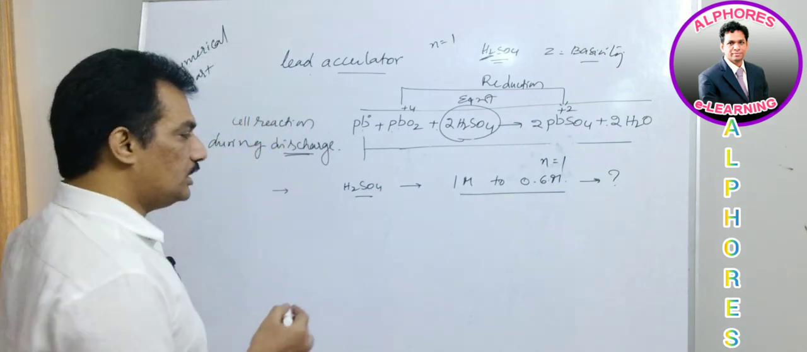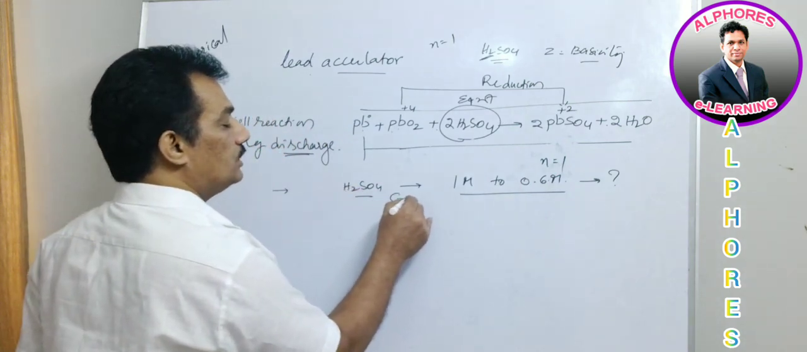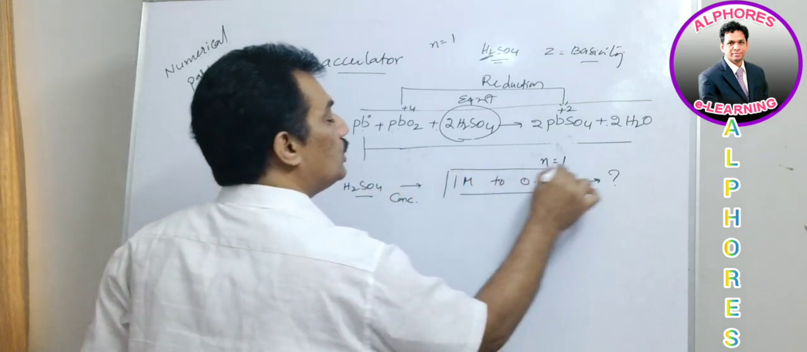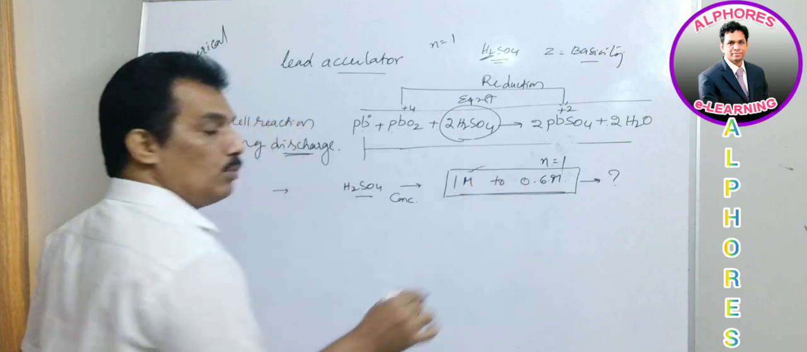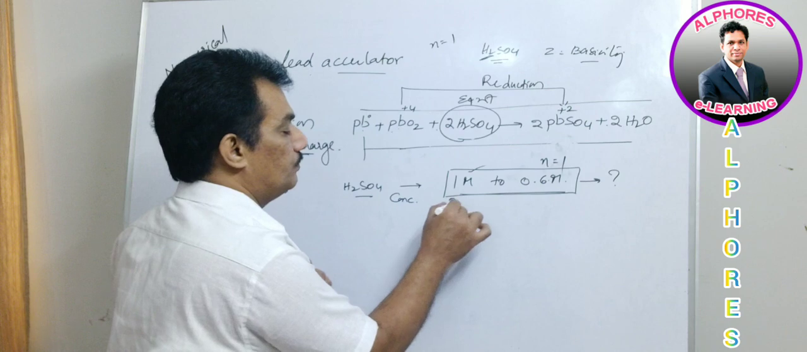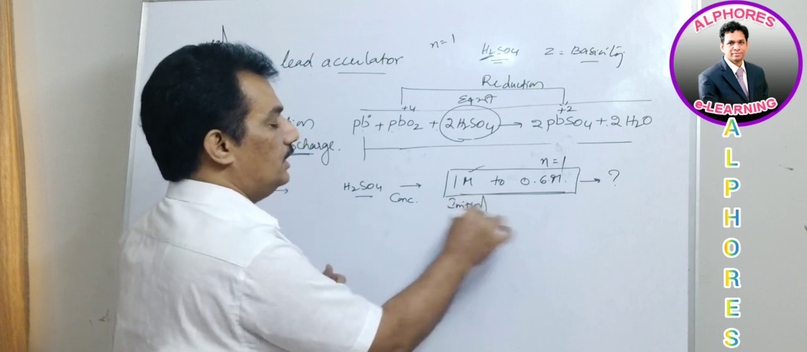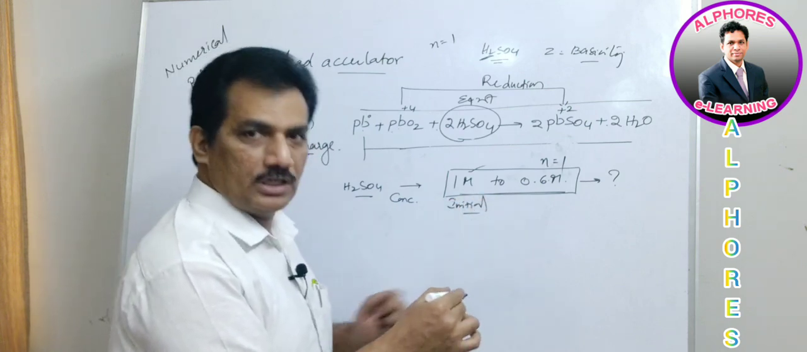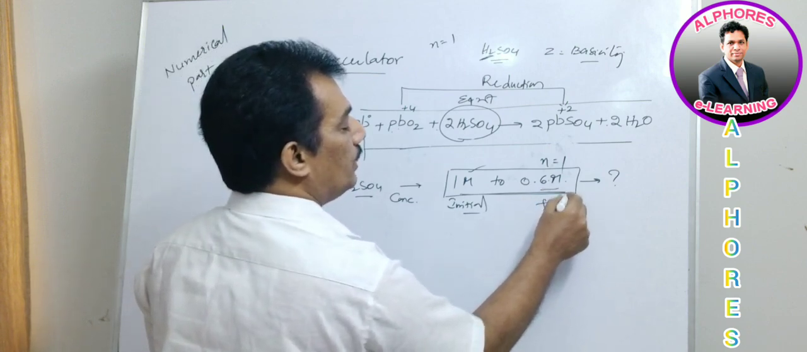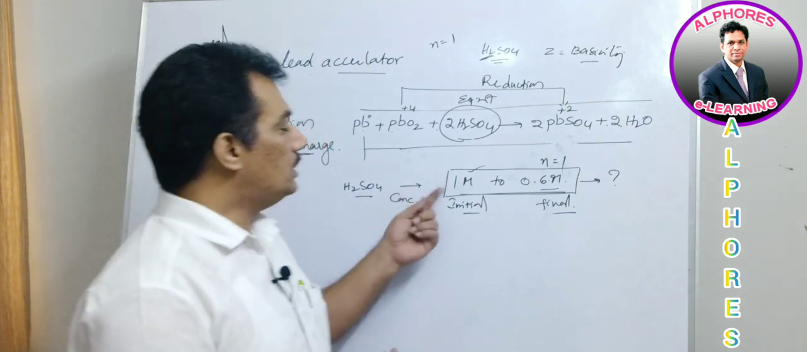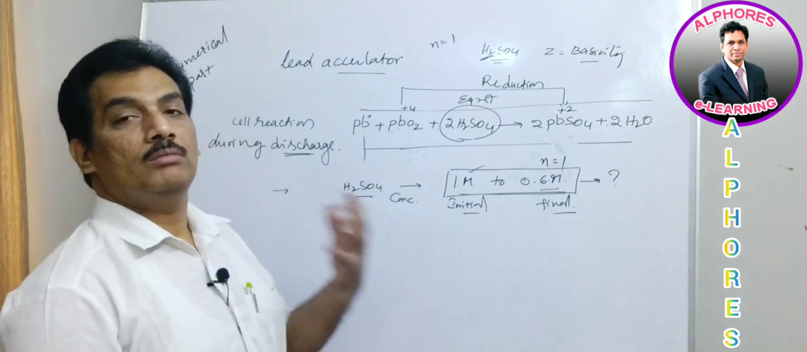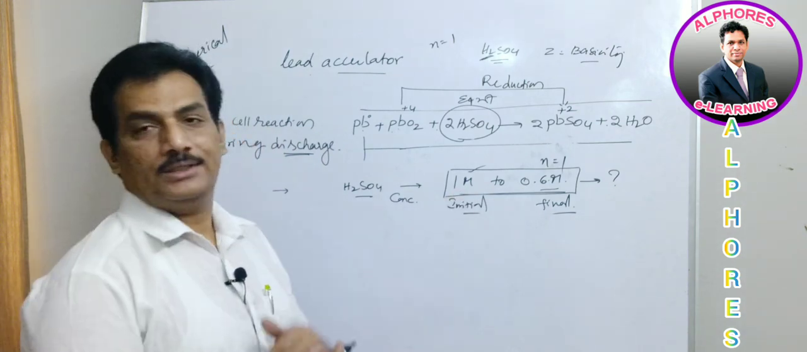Again I am repeating the question. H2SO4 concentration is given in the lead accumulator. Here in the beginning the concentration of H2SO4 is found to be 1 molar. Are you following? This is the initial concentration, and at the end, after the usage, if we measure the concentration of H2SO4, it is found to be 0.6 molar, this is the final concentration. So by providing this concentration change, they are asking how much current is used or how much current is generated.